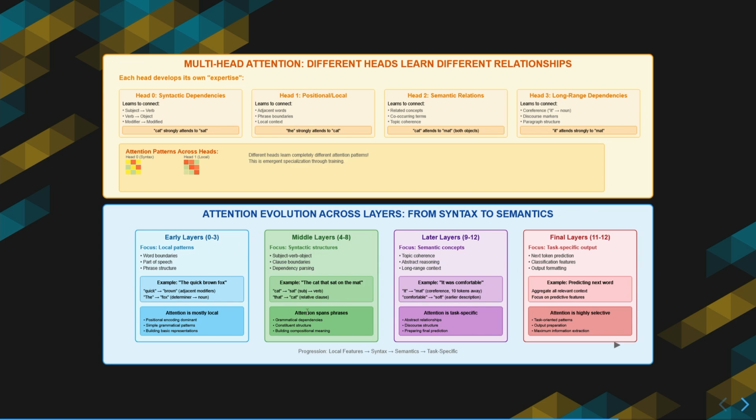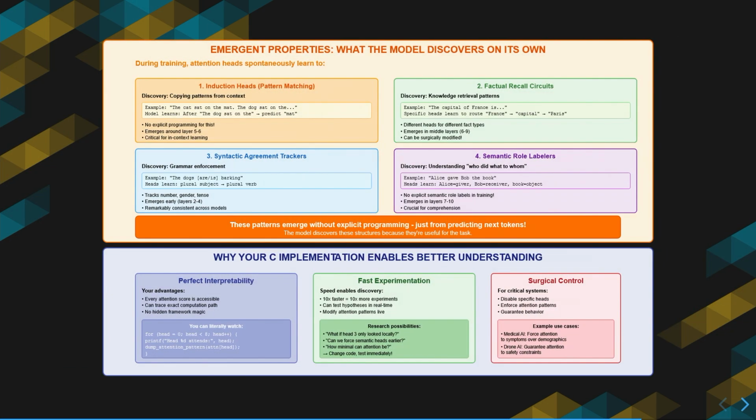Each layer might do certain parts of this whole evolution. So for the quick brown fox, attention is mostly local. Then for the cat that sat on the mat, attention is sparse and spans phrases. And then for it was comfortable, attention is task specific, and in predicting the next word, attention is highly selective at this point in time. So each layer does different types of interpretation, and emergent properties emerge while we do the attention. Attention is where the grammar, the meaning, the semantics, all of it kind of emerges in the backpropagation.